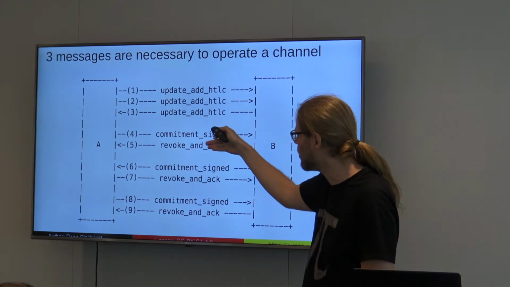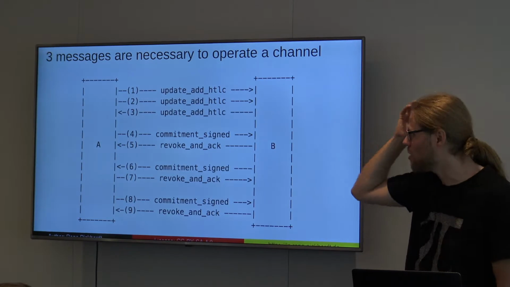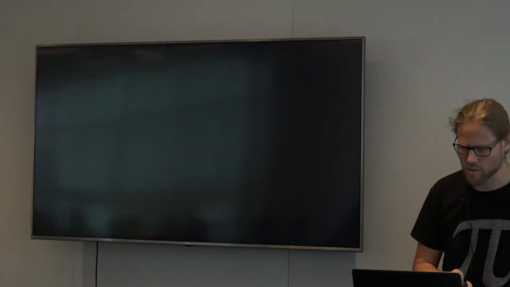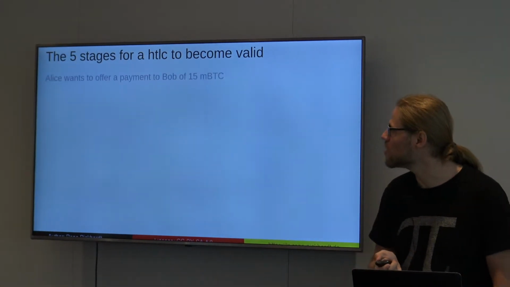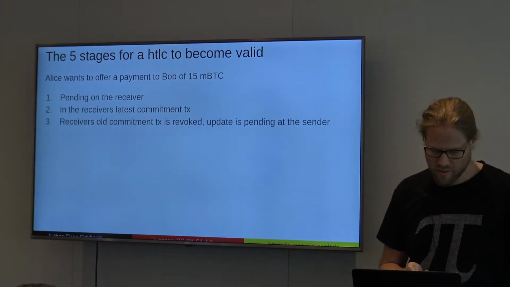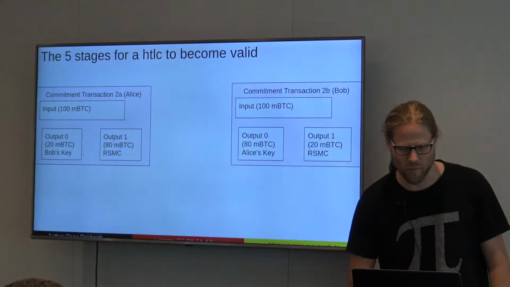And then at some point in time, we have a commitment_signed message and a revoke_and_ack message. We're going to see how these messages are actually sent back and forth, why they are sent, and how this really locks these HTLCs. There are basically five stages for an HTLC to become valid. Let me just skip this slide, I'll do it visually afterwards. This is just for your reference to see it written down.